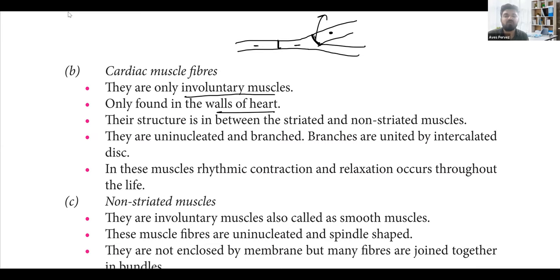This cardiac muscle is only found in the wall of the heart, and it is in between striated and non-striated muscles. It is neither perfectly striated nor perfectly non-striated. It has some lighter bands. It is uninucleated and branched, and the branches are united by intercalated discs. This is important. These muscles show rhythmic contraction and relaxation throughout life and never fatigue and never get tired.